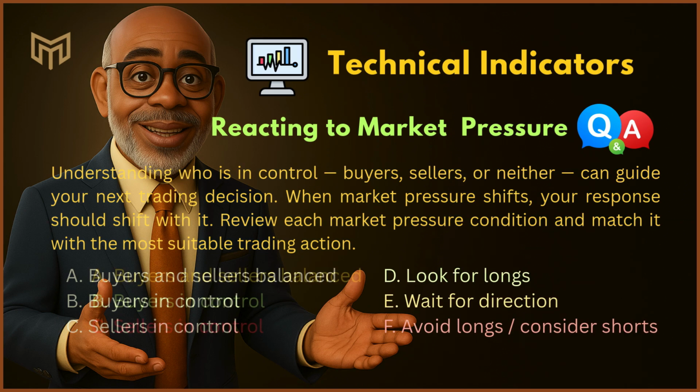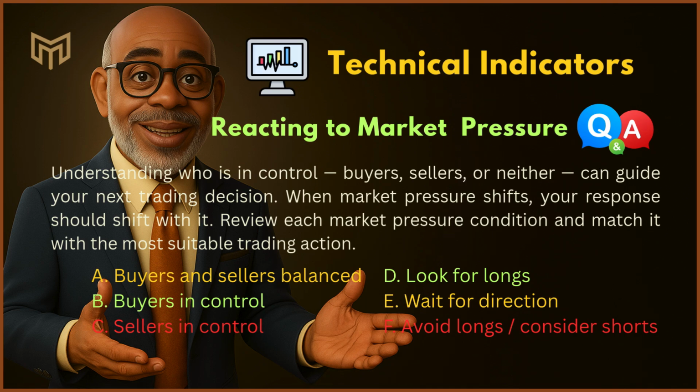Let's reveal the correct matches. A. Buyers and sellers balanced. Matches with E. Wait for direction. B. Buyers in control. Matches with D. Look for buying opportunities. C. Sellers in control. Matches with F. Avoid long positions and consider short setups.